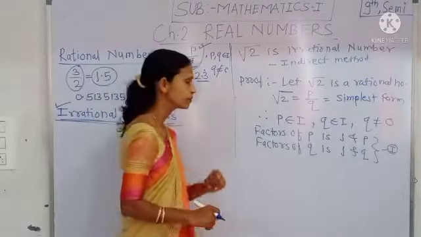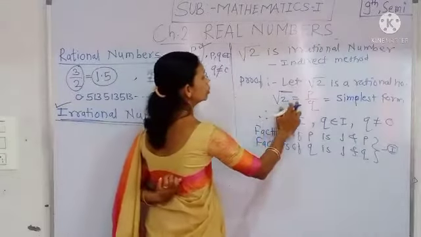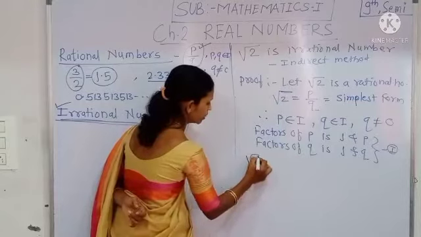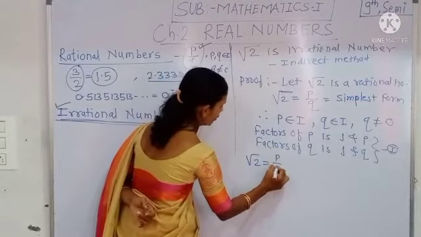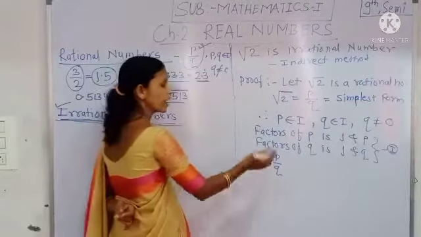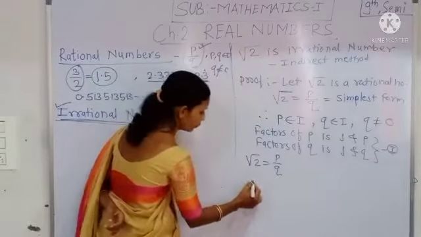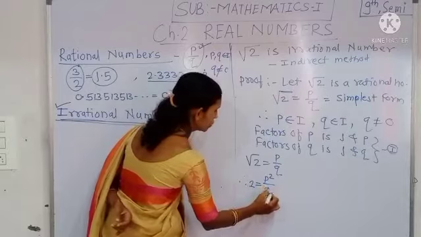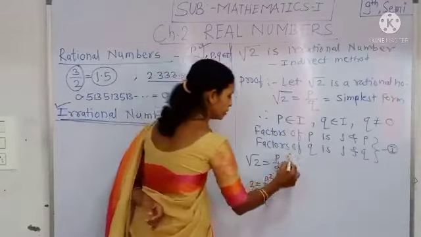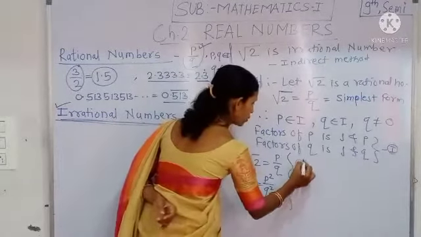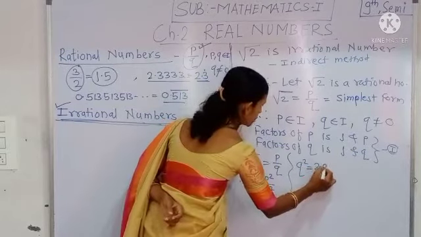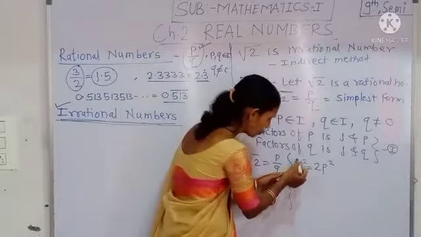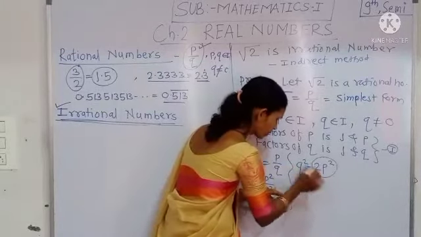Then see here, root 2 is equal to P upon Q. Taking squares on both sides, we get 2 is equal to P square upon Q square. Therefore, we get Q square is equal to 2P square. Then see here, the value of Q square is 2P square.